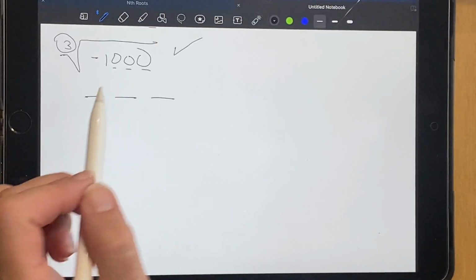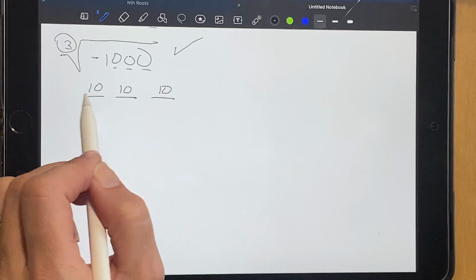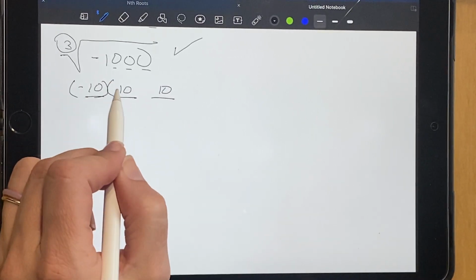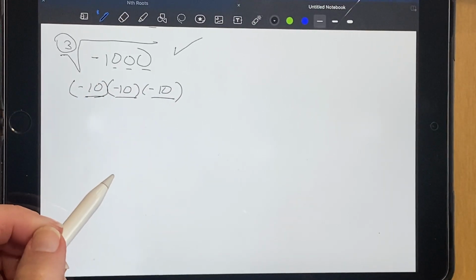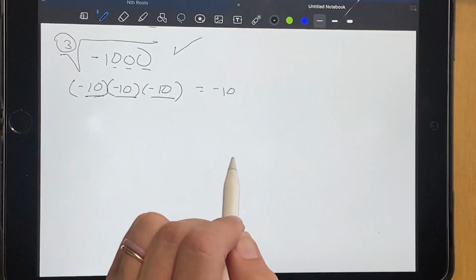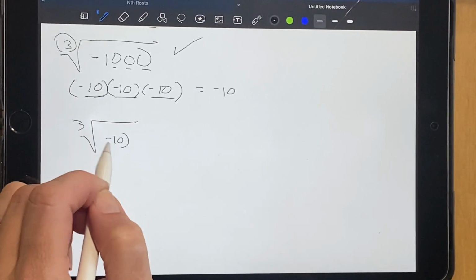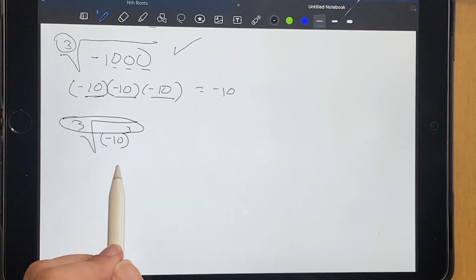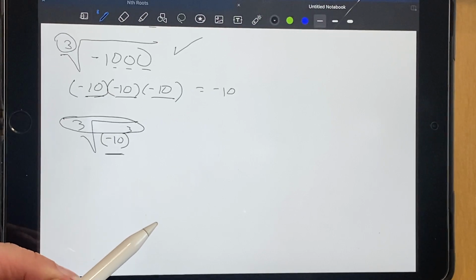Well, this has 3 zeros. I need 3 places. That makes it easy for 10, because when you multiply tens, you just add the zeros in. So I could have negative 10 times negative 10 times negative 10, and that would give me negative 1,000. So my answer would simply be negative 10. I could also rewrite this as the cube root of negative 10 cubed. Now my index and my exponent match, so it all goes away, and I simply have my base for that.